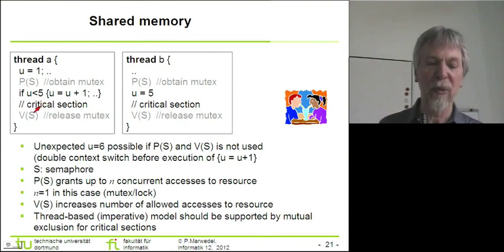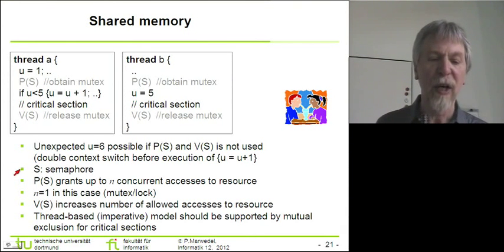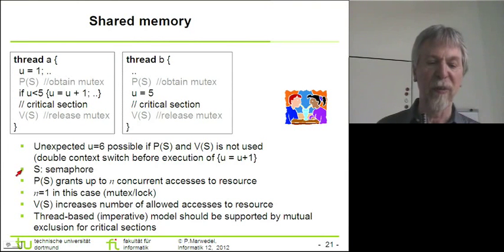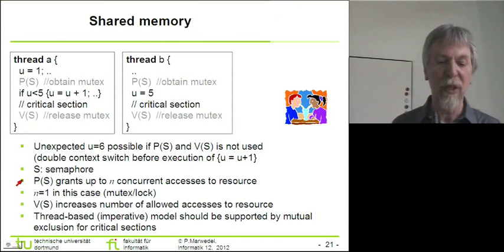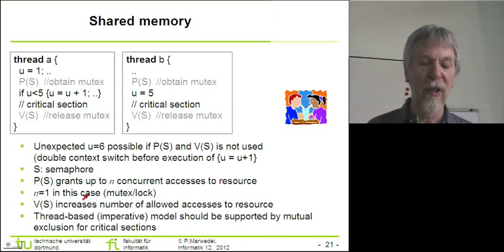So therefore, we have to restrict the ways in which these threads get executed, and we can do this by introducing so-called semaphores. Semaphores are data structures on which certain operations are defined. In particular, there are operations called P of S and V of S. And for P of S, we can grant concurrent access to some resource protected by the semaphore S. And in general, we can grant up to n concurrent accesses to that resource.